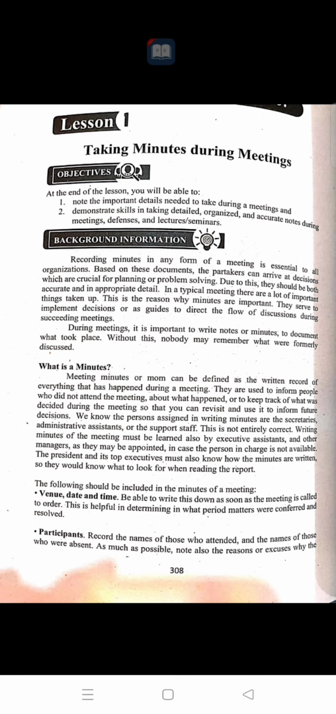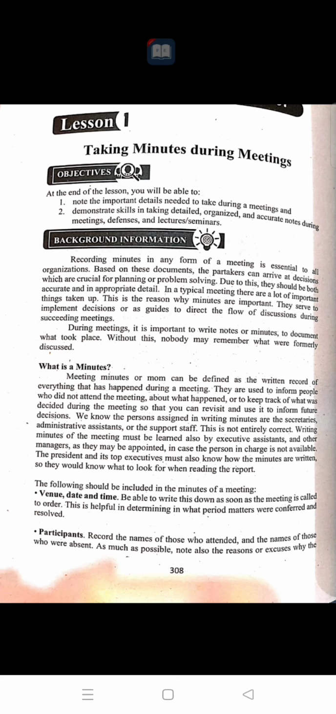So, what is minutes? Meeting minutes or MOM can be defined as written record of everything that has happened during a meeting. So, you can obtain data there such as who attended the meeting, what transpired during the meeting, what was the agreement, parang ganon. Yun yung mga makikita mo doon sa minutes of the meeting. And another thing is, they are also used to inform people who did not attend the meeting about what happened or to keep track of what was decided during the meeting.